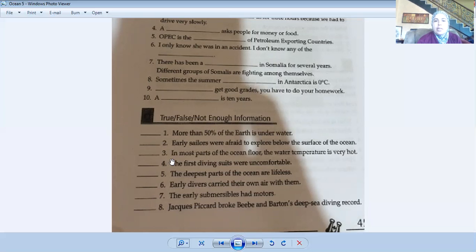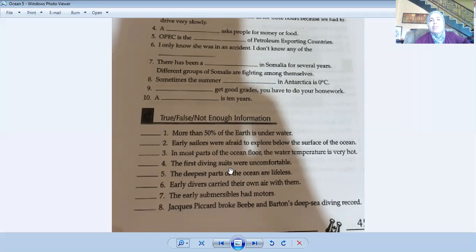Sentence 3: In most parts of the ocean floor, the water temperature is very hot. Well, the problem with this sentence is the word "most." We did read that in parts of the ocean floor, the water temperature is very hot. It could burn a person because of earthquakes. But we did not find the word "most." So we can say not enough information. We can just cross this word out and make this sentence true if we want to: in parts, not most parts though.